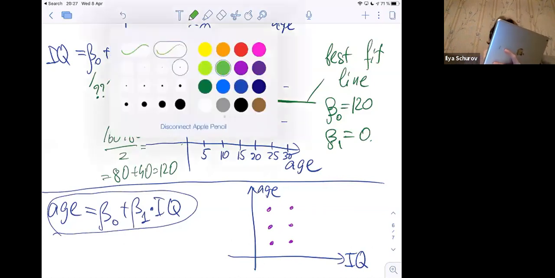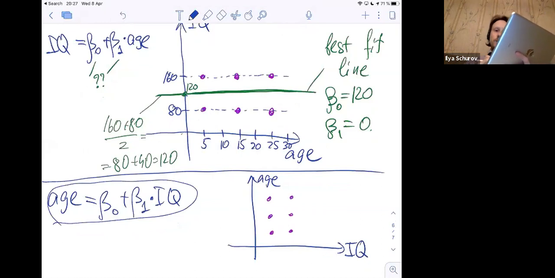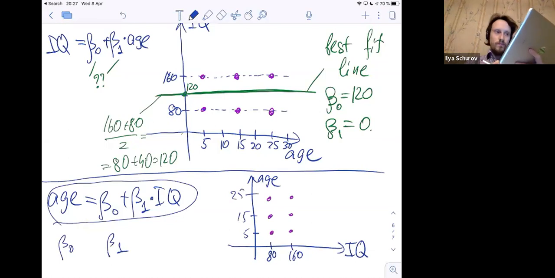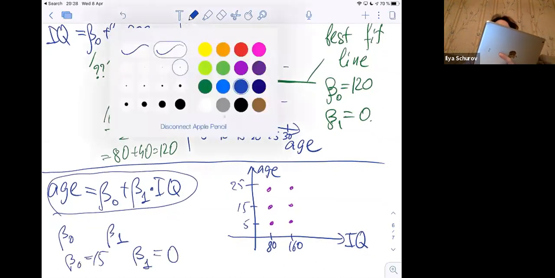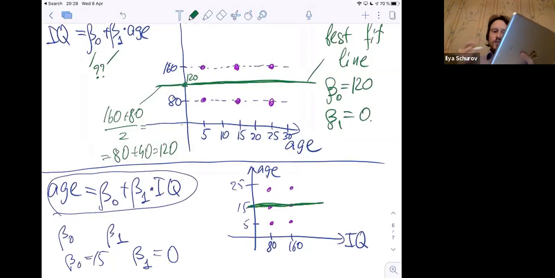And what if I try to find the corresponding relation here? Again, I have some numbers. Here are 80, here are 160, 5, 15, 25. So what can you say about beta 0 and beta 1 here? Beta 0 equals 15, beta 1 equals 0. We have this straight line.